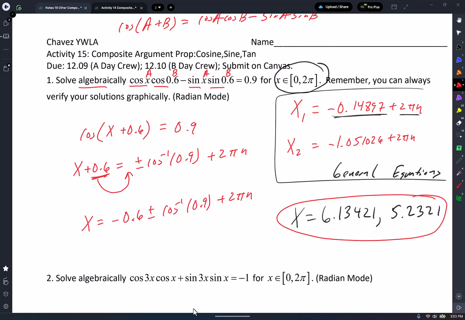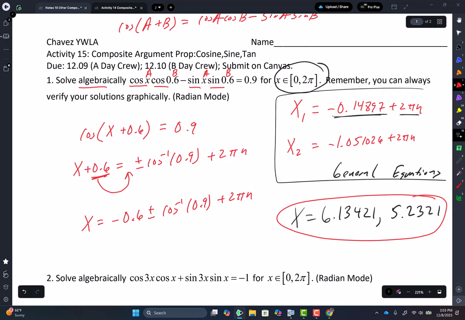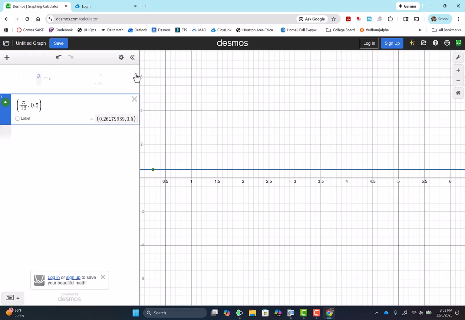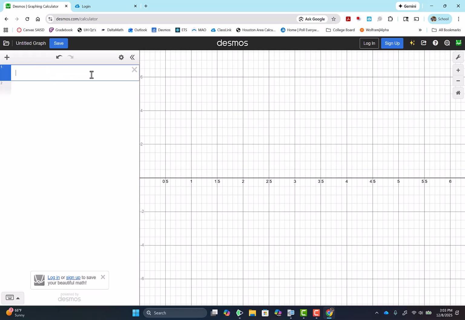If you have access to Desmos, you can check it real fast. You can also type it into your calculator. It's not a big deal. But let's see if I can remember. Sometimes I can remember, sometimes I can't. Cosine x, cosine 0.6. So let me go to Desmos. And clear. And then hook me up with the original.